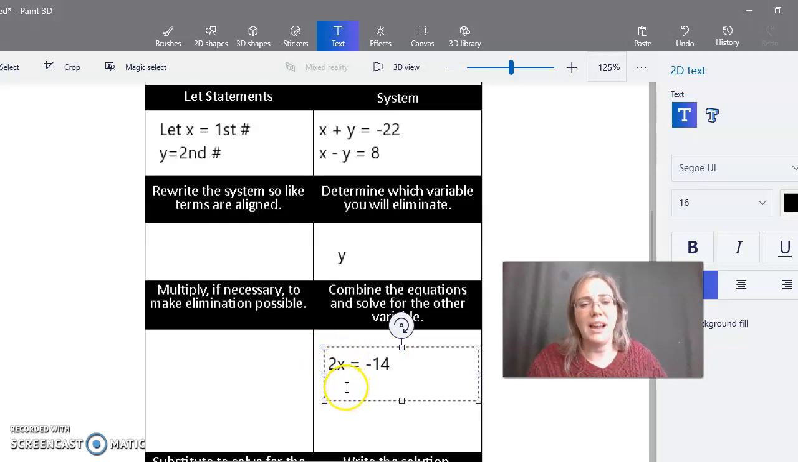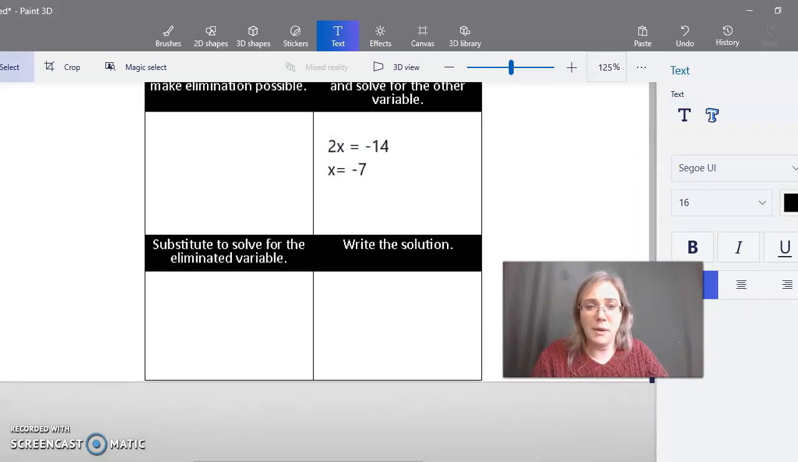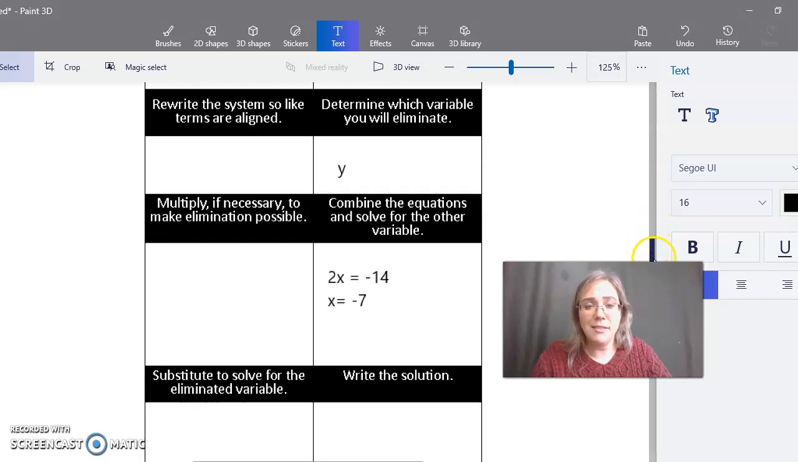What does that mean? Well, hang on. So now if I divide both sides by 2, I get x equals -7. So there's that first variable. Now below here, substitute to solve for the eliminated variable. So I'm going to go back to this up here, the x plus y equals -22, and sub in.